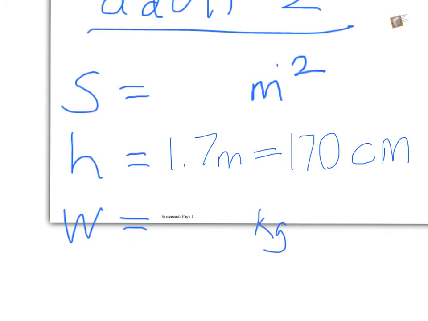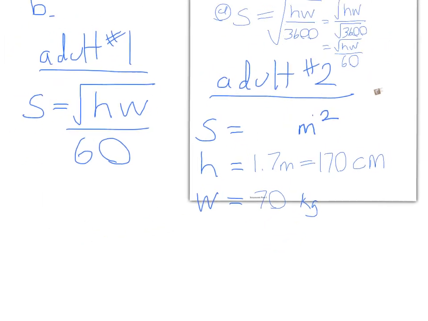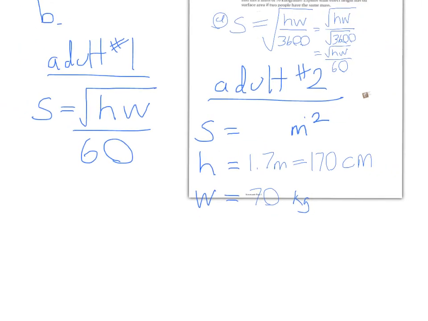Now, if you want to go back and read it, you can, but you'll notice that we've said it a few times. W was 70 kilograms. In fact, the 70 kilograms is going to be consistent throughout both adult 1 and adult 2. So now we have all of the information to begin calculating. All right, here we go.